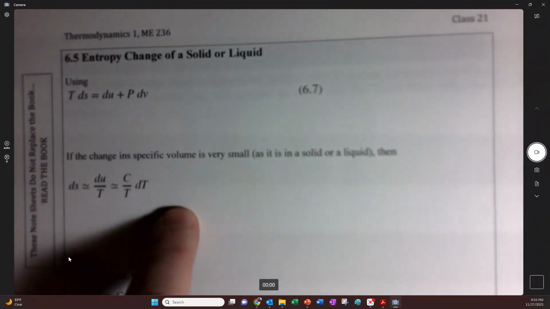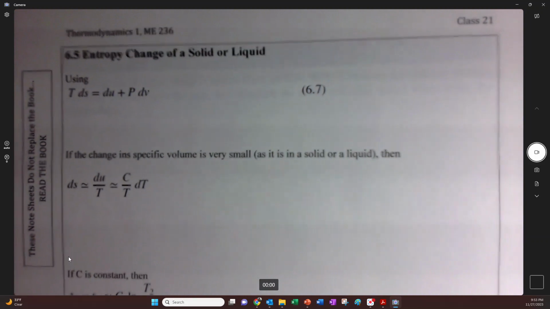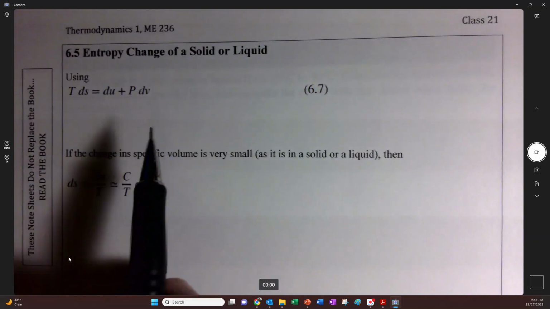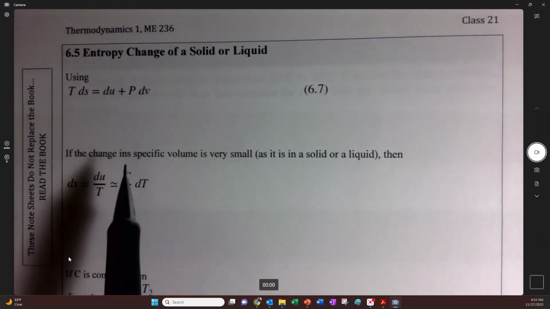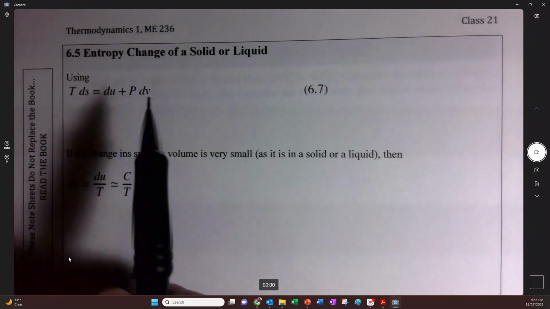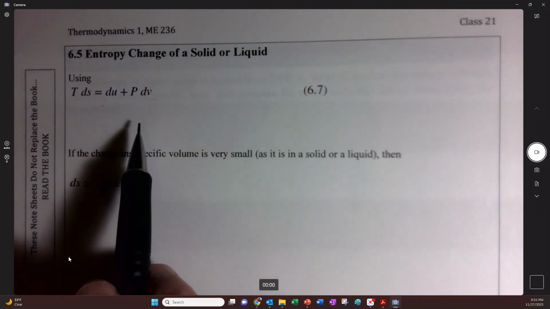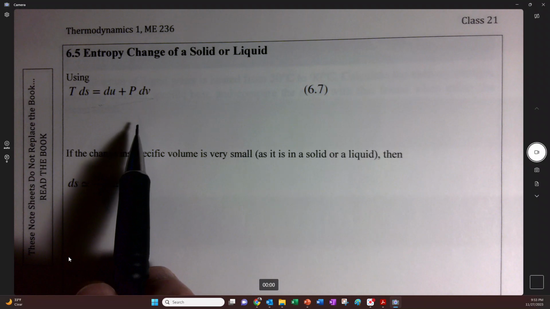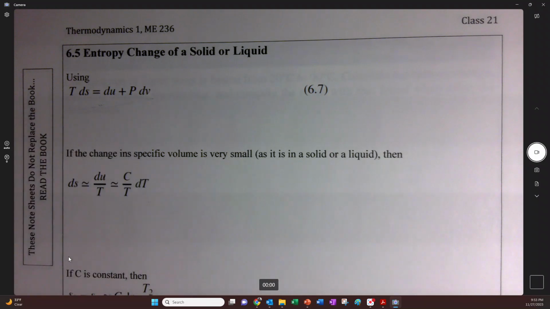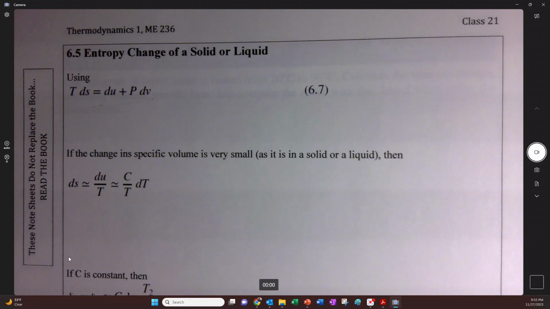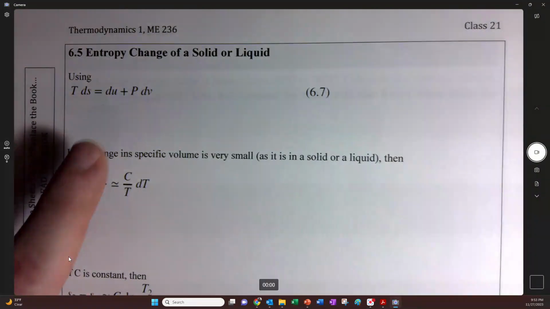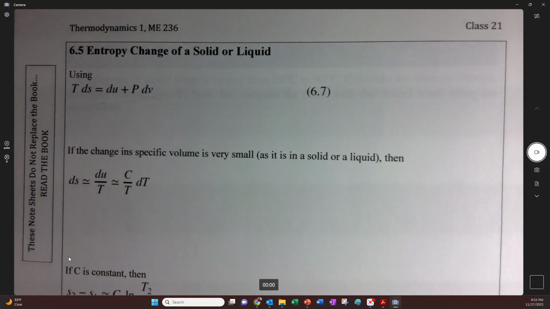We'll talk about the entropy change of a solid or a liquid. So this is a little bit different. I mean, we're using this equation right here, which we just went ahead and put together. But we're going to expand upon this after we've done an example with this. Okay, so that was a whole bunch of directing traffic.